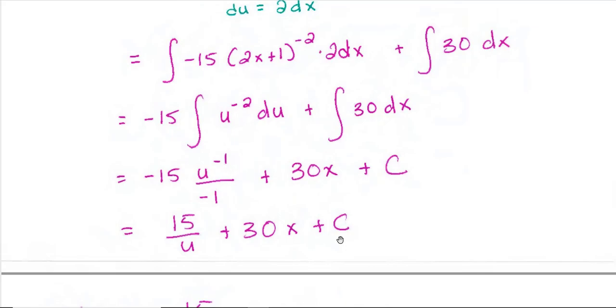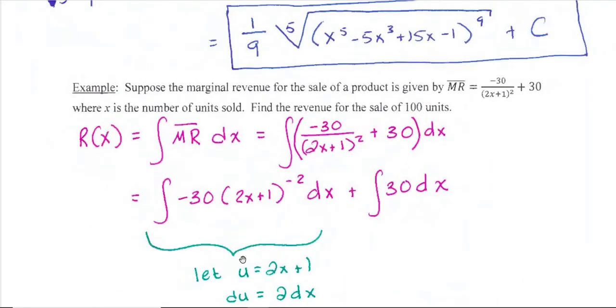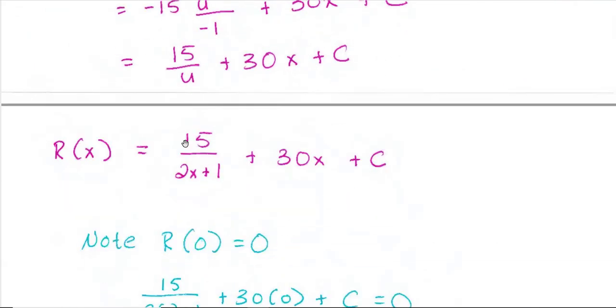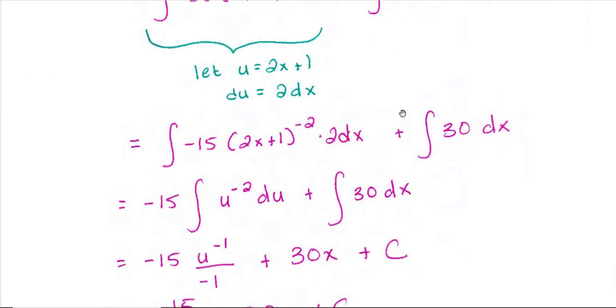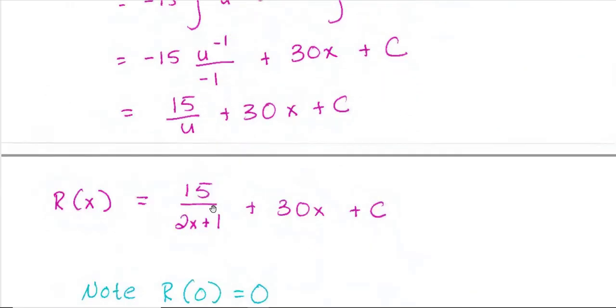Well, that's pretty messy because I've got this in terms of u and x. So I'm going to have to plug back in what u is, that 2x plus 1. And I get my revenue function is 15 over 2x plus 1 plus 30x plus c. But I want the revenue for 100 units. Well, if I plug in 100 right here, I don't know what c is.